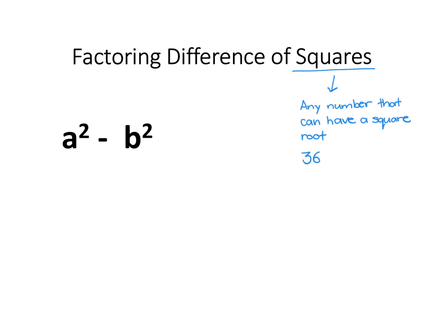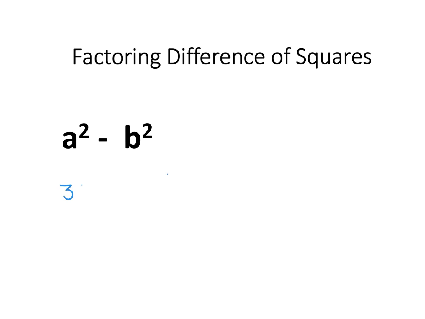So let me give you an example. 36 is a square because if you were to take the square root of 36, that would come to 6, because 6 squared is 36, so 36 is a square. Similarly, 9 is a square because if we took the square root of it, we would end up with 3. 3 squared is 9, so that makes sense. Okay, so now let's do an actual question.